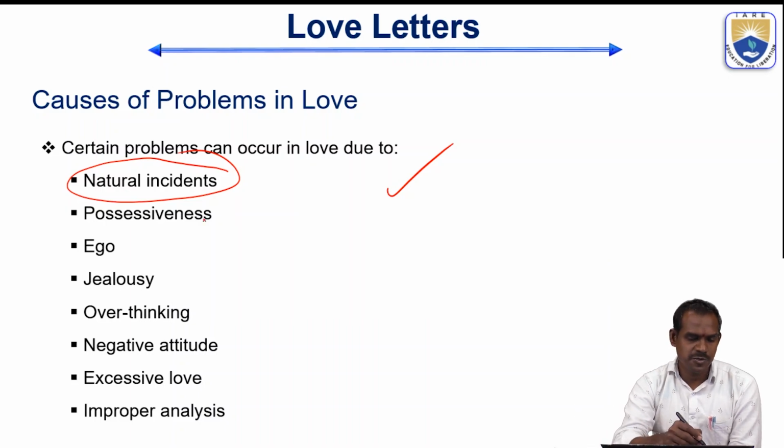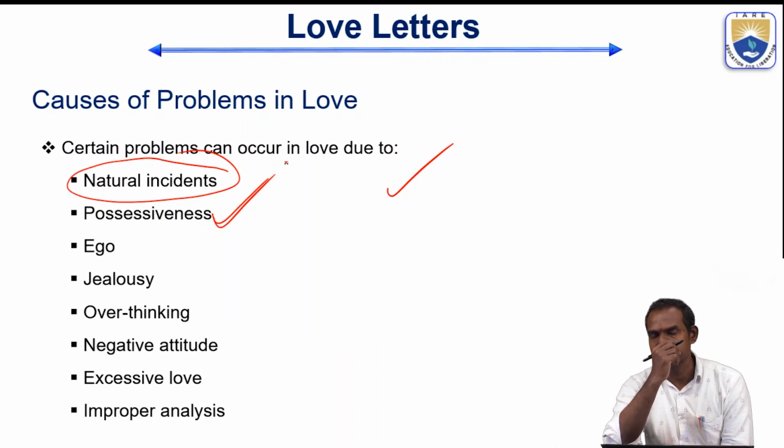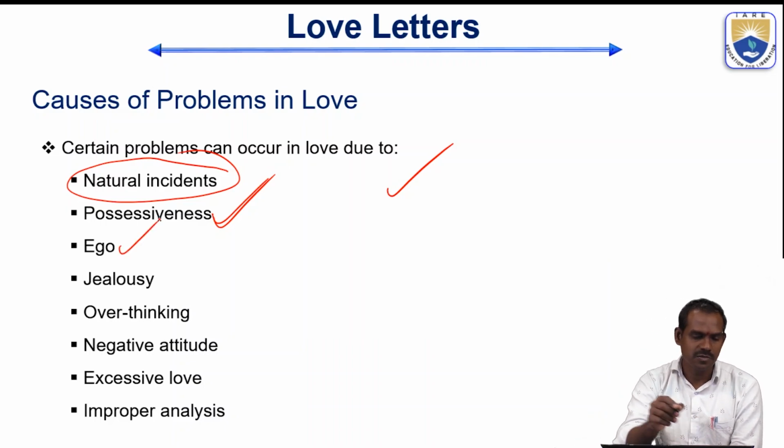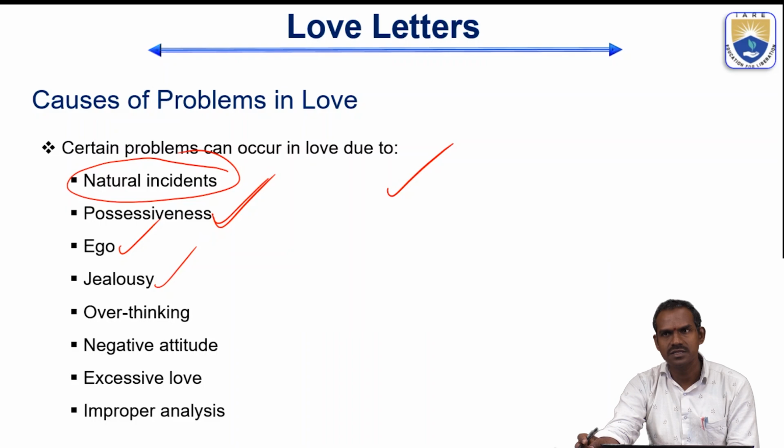And possessiveness, too much possessiveness. He or she belongs to me only, not to any other. That kind of possessiveness will cause problems in love. Ego. I should get the priority. That kind of ego will cause problems in love. Jealousy. If someone is getting more success than him or her, then he or she feels jealous of the other gender, and it may cause problems in love.